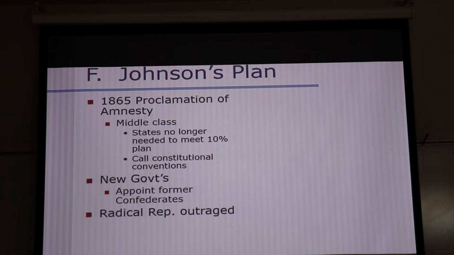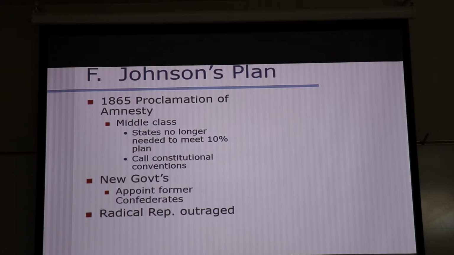He issues his 1865 Proclamation of Amnesty. And basically in this one, the only people that were excluded from pardon were those that owned property worth more than $20,000. Because it was the wealthy planters, bankers, and merchants that he felt were the despicable ones that caused the Civil War.